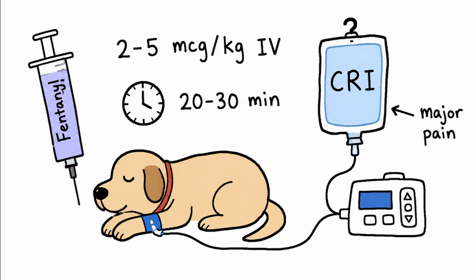Fentanyl is also a full mu agonist, but as a single IV bolus it is very short, often around 2 to 5 micrograms per kilogram and lasting only about 20 to 30 minutes. So for major pain it is often used as a constant rate infusion instead.